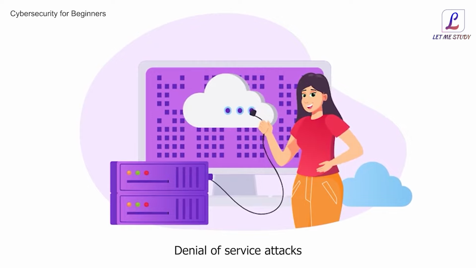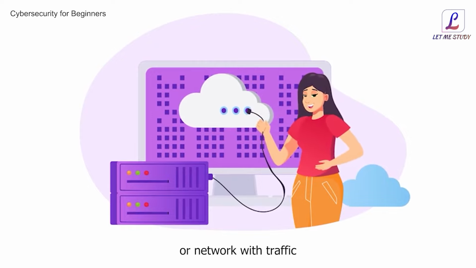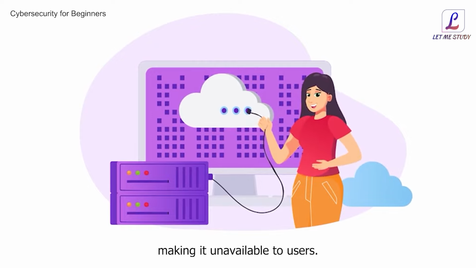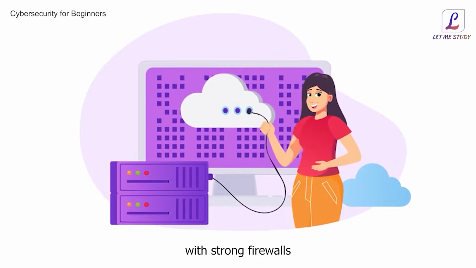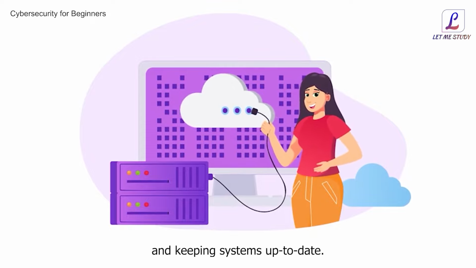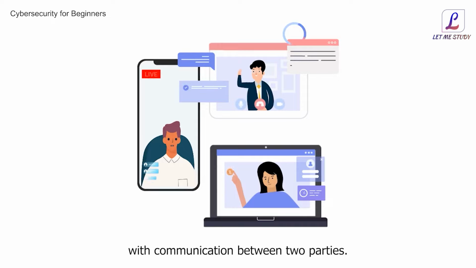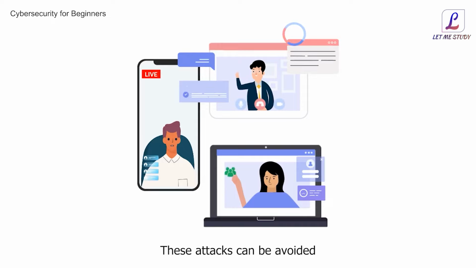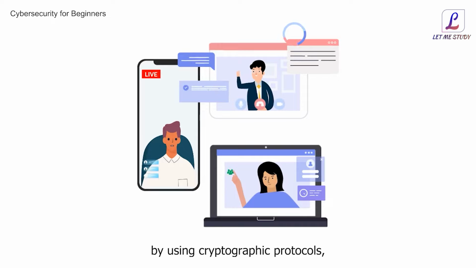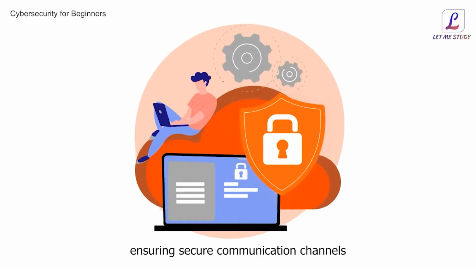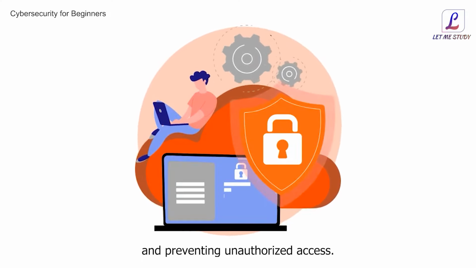Denial of service attacks involve overwhelming a server or network with traffic, making it unavailable to users. These attacks can be prevented with strong firewalls and keeping systems up to date. Man-in-the-middle attacks involve intercepting and tampering with communication between two parties. These attacks can be avoided by using cryptographic protocols, ensuring secure communication channels, and preventing unauthorized access.